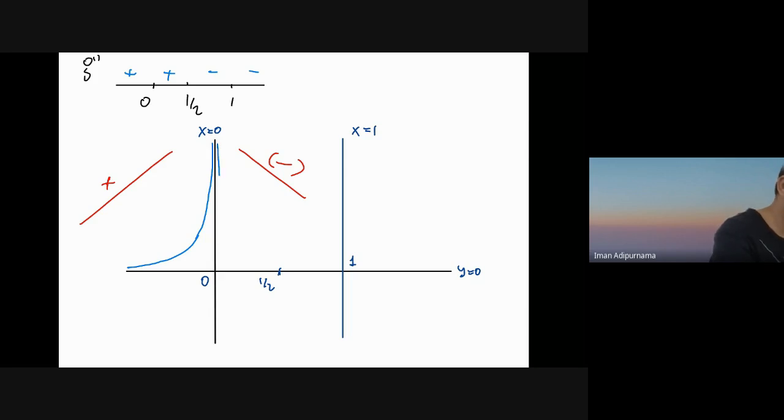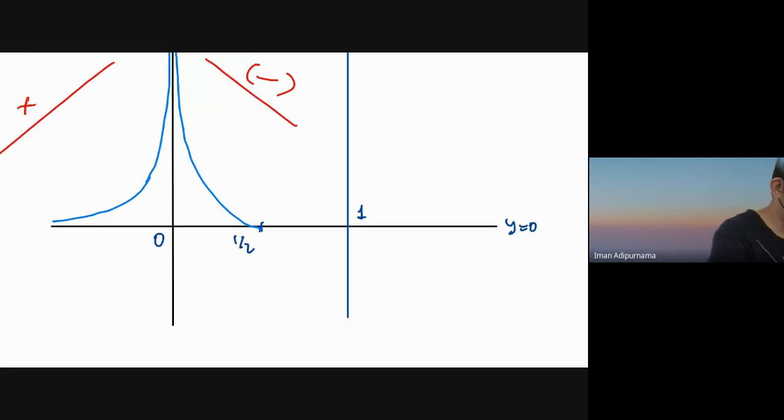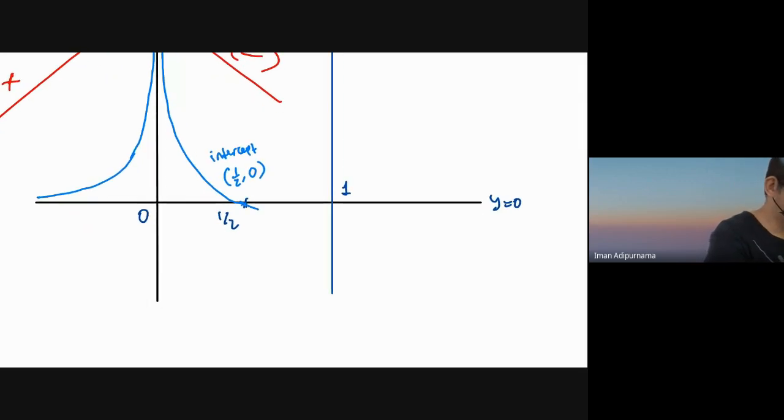This will be from here until this half. So remember that half 0 is our intercept, right? Base our calculation in the beginning. And then, okay, maybe not too smooth, maybe like that. Okay, so this will be concave upwards, right? This will be concave downwards.